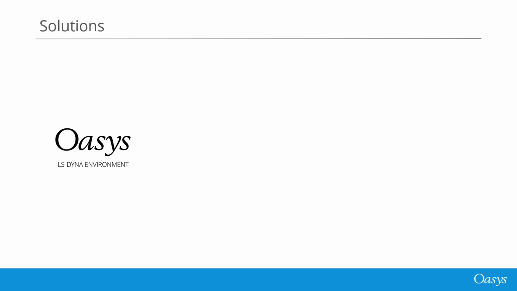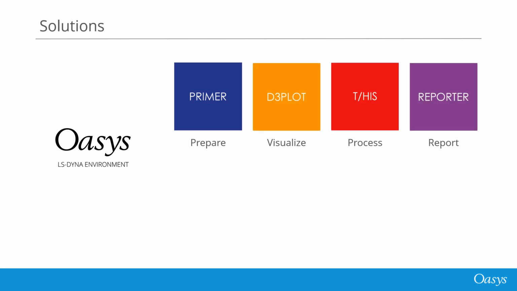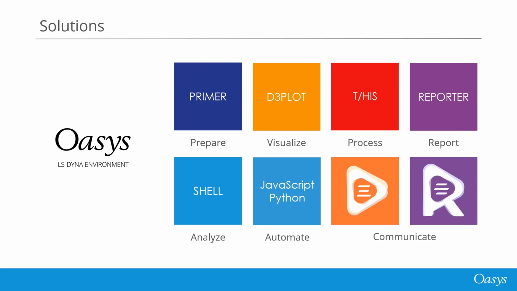Many of you will be familiar with our core suite of products. We have Primer, your preprocessor for LS-DYNA. We have D3plot and THIS for visualizing and processing your results. And we have Reporter for automatically producing reports and presentations. We also have some other tools to augment the core suite, helping you to automate tasks and communicate results.